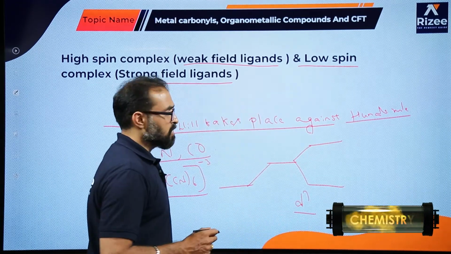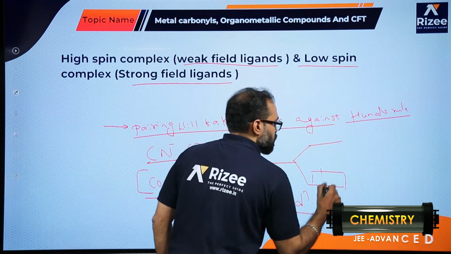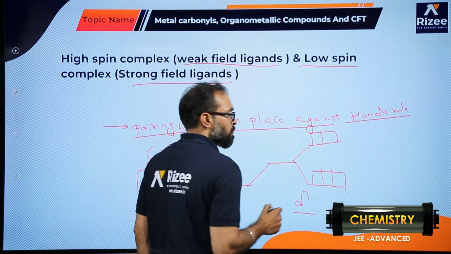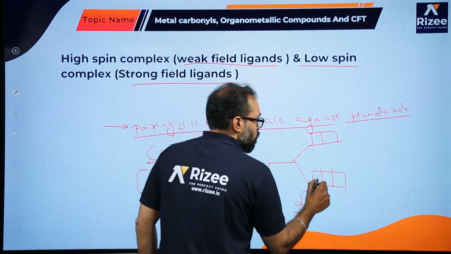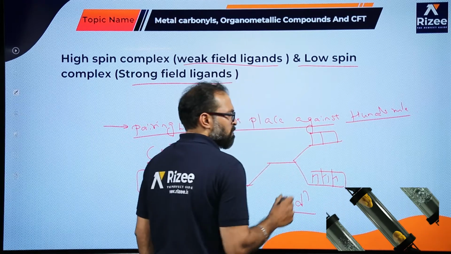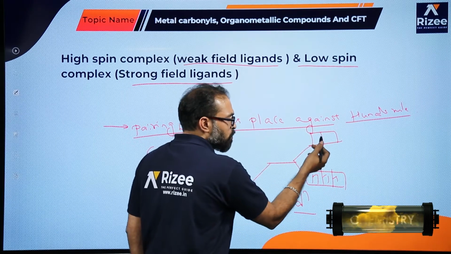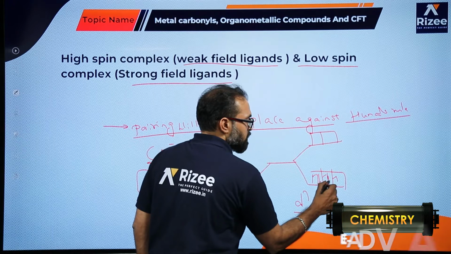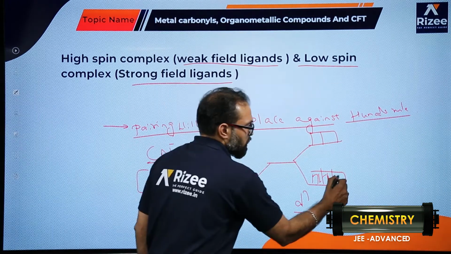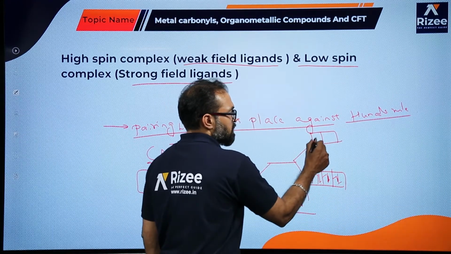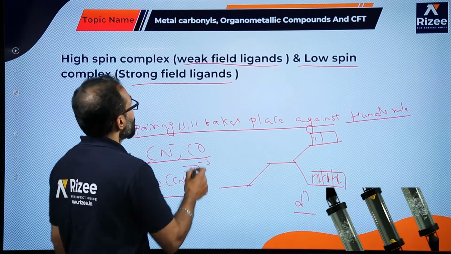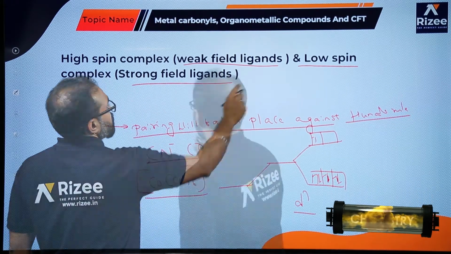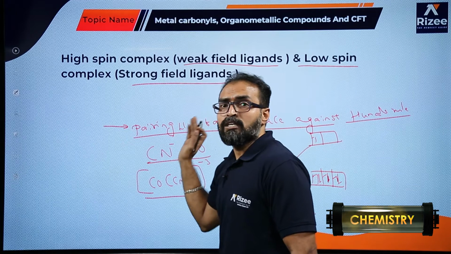So where are these electrons placed? This is t2g, this is eg. So 1, 2, 3, till here not a problem. The 4th electron won't enter the eg; pairing will take place against Hund's rule. The 6 electrons will be placed in t2g. Why? It is a strong field ligand, so pairing will take place against Hund's rule.